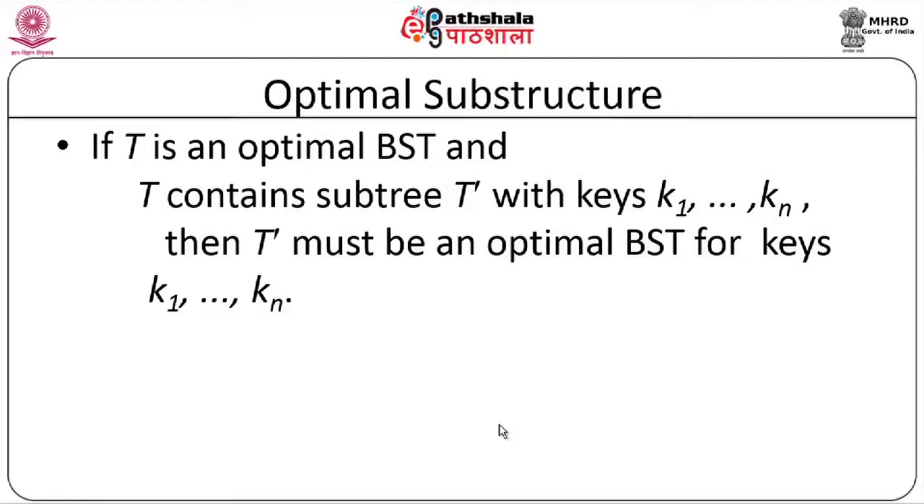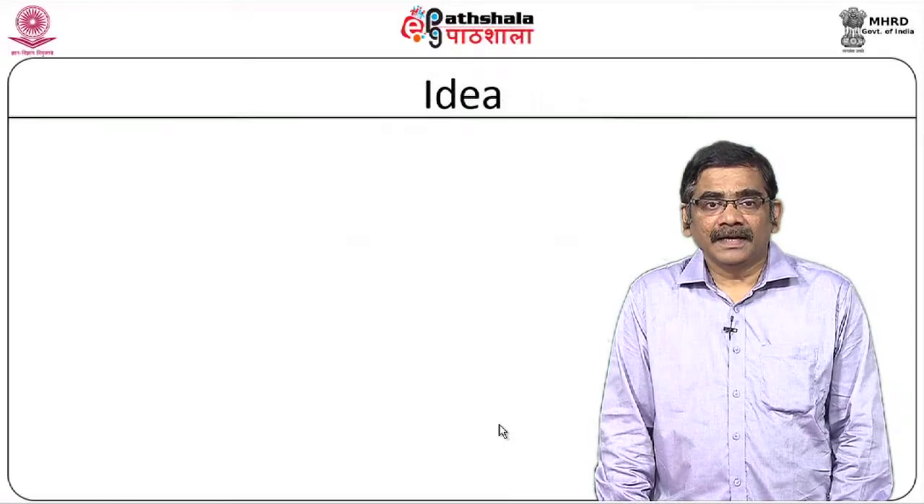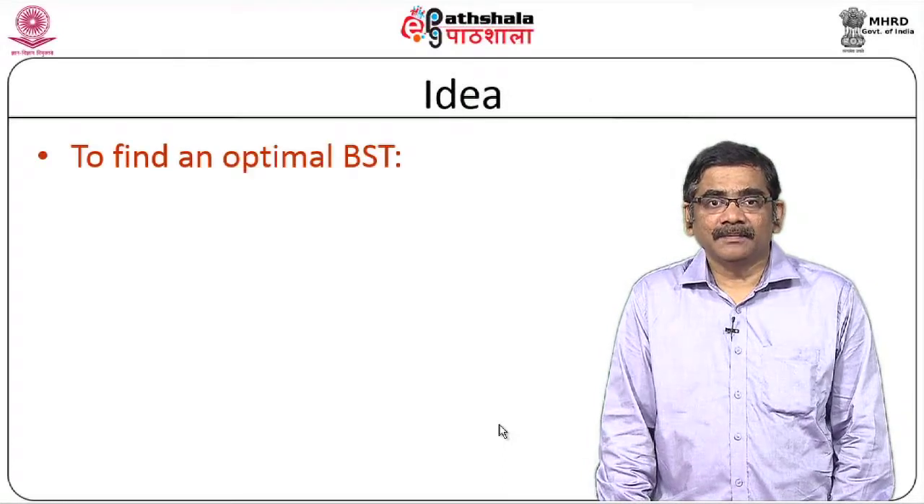So, in other words, if the principle of optimality holds for the tree, then it holds good for both the left subtree as well as the right subtree. Therefore, dynamic programming is more apt for this particular problem. Fine. What is the idea? The idea is very simple. The idea is to construct the optimal BST.